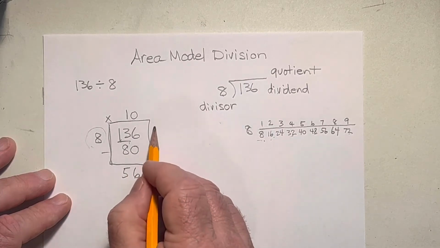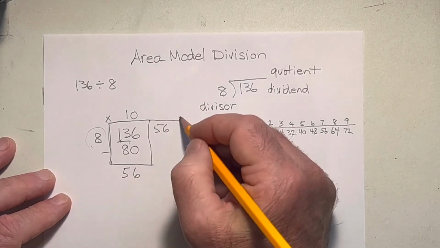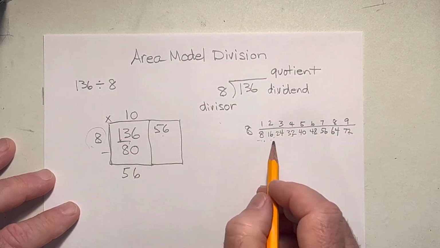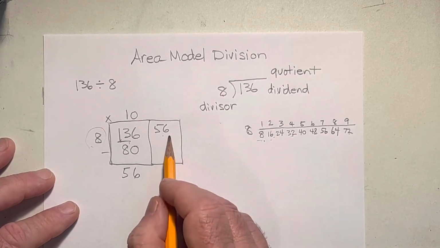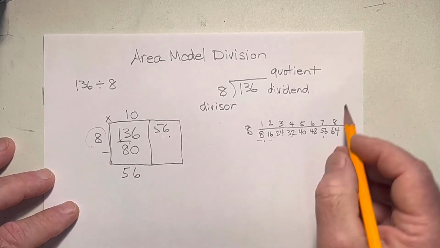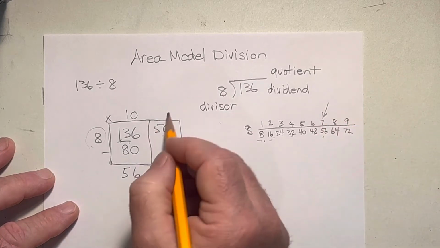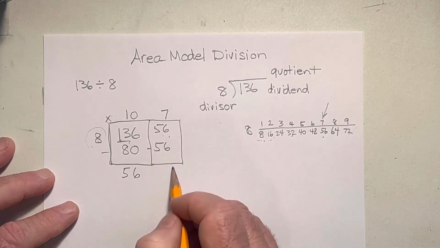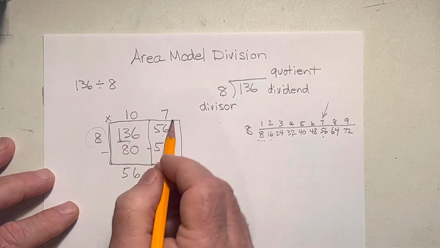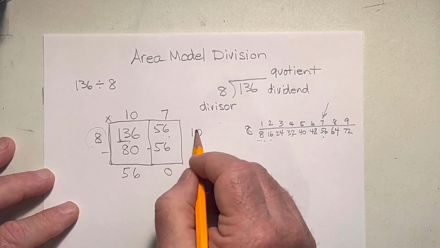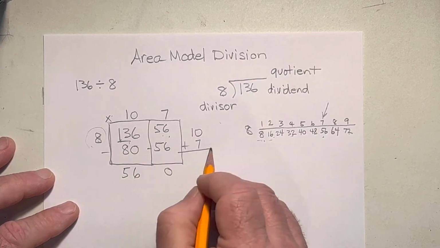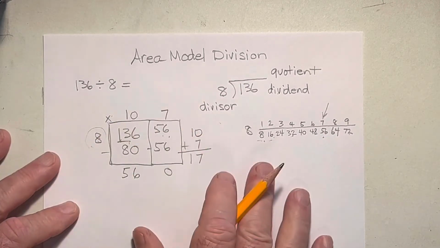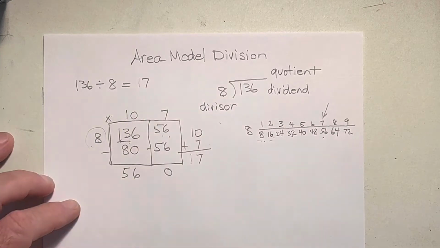Now we have 56. Let's write that beside here. Draw another shape around it, another box. 56. I look over here in my tops and bottoms for the number 56 or smaller, and I see it. It's right here. It's the number 7. 7 times 8 is 56. So if we subtract, we get 0. Now we take our numbers up here, add them. 10 plus 7 is 17. So 136 divided by 8 is 17.